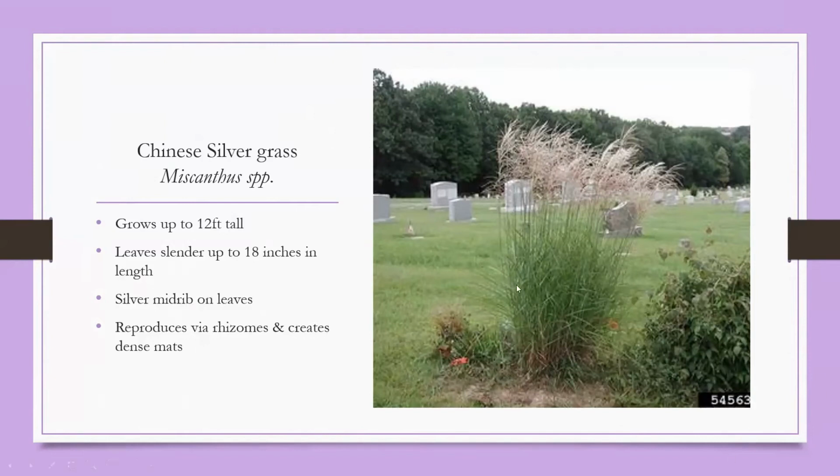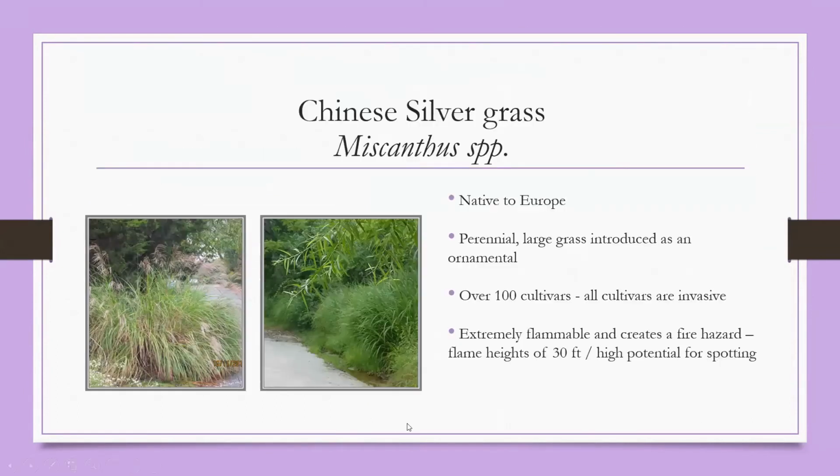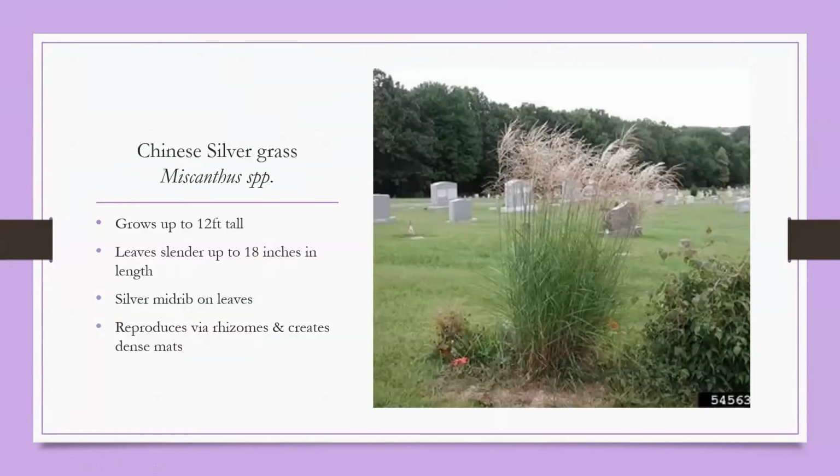and they reproduce via rhizomes and create dense mats. You can see here, each of these clumps is a clump of Miscanthus that have moved around, or in that case, it looks like they've been planted.